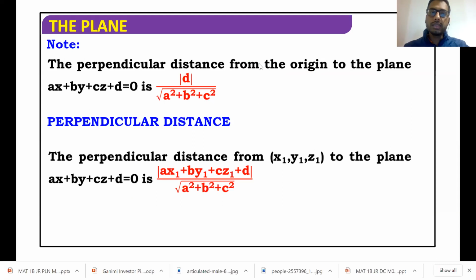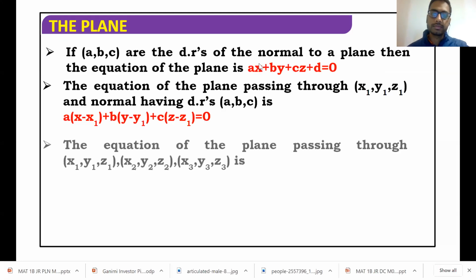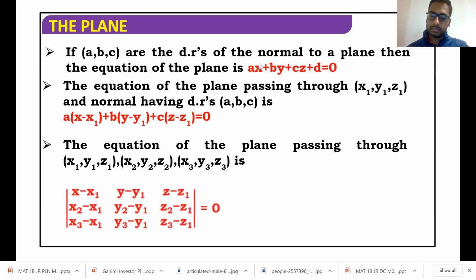Also, the perpendicular distance of any point to the plane is given by (a x1 plus b y1 plus c z1 plus d) upon square root of a square plus b square plus c square. And if that point is the origin, then x1, y1, z1 is 0, 0, 0. Therefore, the distance of the plane from the origin is mod of d upon square root of a square plus b square plus c square. Also, the general equation of a plane is ax plus by plus cz plus d is equal to 0. It is going to be a first degree equation in 3 variables.